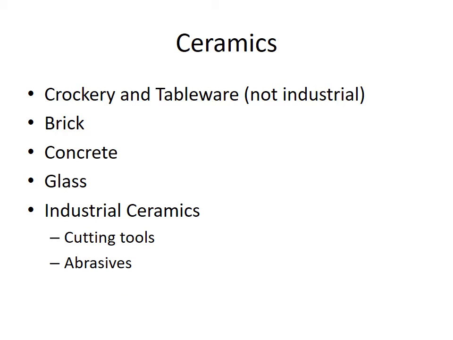Another category of materials is ceramics, and I'm not talking about teacups and plates and tableware. That's not industrial ceramics. Industrial ceramics include bricks and concrete and glass. But for manufacturing, there are some other ceramics like aluminum oxide, which has become abrasives and cutting tools for machining operations, which we'll talk about in just a second.